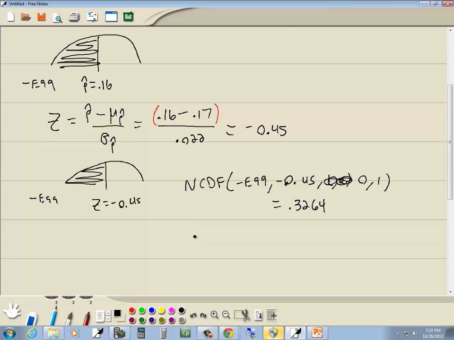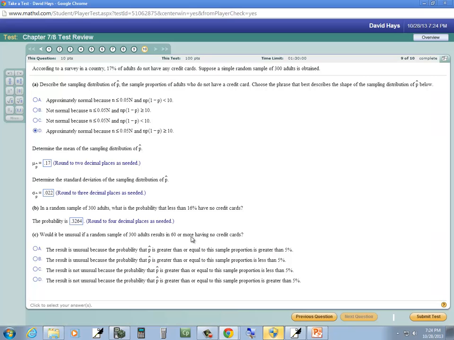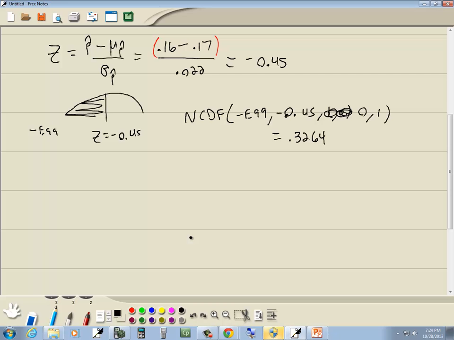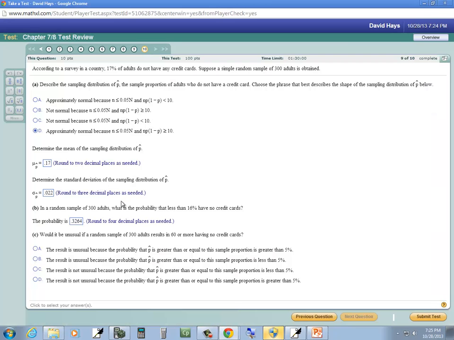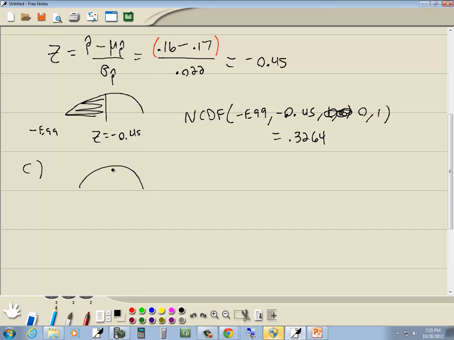Last part. This is C. Would it be unusual in a random sample of 300 adults if results show 60 or more having no credit cards? 60 or more. So x is equal to 60 or more, shaded this way. So it's going to E99.